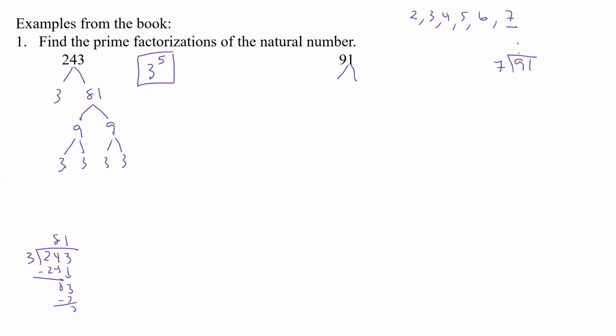So 7 goes into 9 once. Subtract that, we get 2. Bring that down, we get 21. 7 times 3 is 21. So hey, we got it. We have 7 and 13. Well, guess what? 7 is a prime number, and 13 is a prime number. So this factorization is just 7 times 13, and that means we're done with that factorization tree.